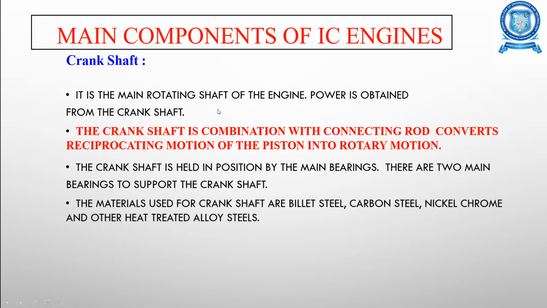So next is the crankshaft, and it is the main rotating shaft of the engine, and power is obtained from the crankshaft. This crankshaft, in combination with the connecting rod, converts reciprocating motion of the piston into rotary motion. That we have seen in the animation in the previous slide. The crankshaft is held in position by the main bearings, and you have two main bearings to support the crankshaft. Normally the materials used are billet steel, carbon steel, nickel, chrome, and other heat treated alloy steels.